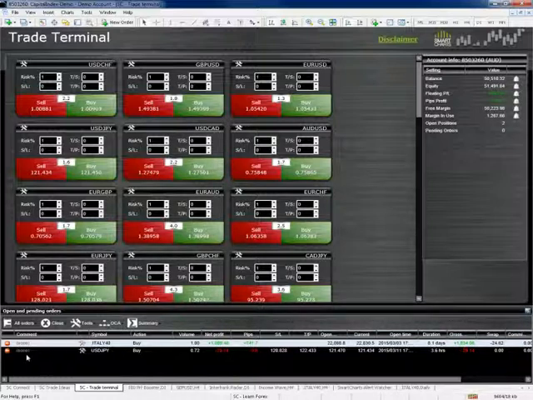Now I've got the USD Japanese yen down here, which is pretty much break even. It's 3 pips down, which is pretty much the spread. So you just need to let that one run. So this is the account balance.